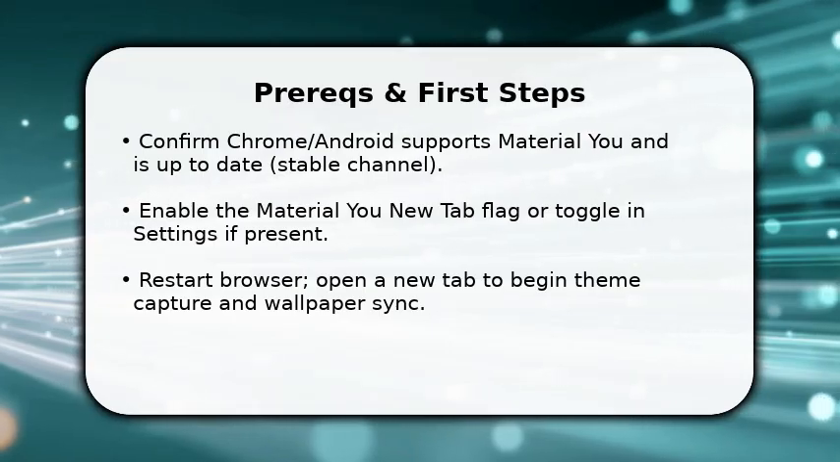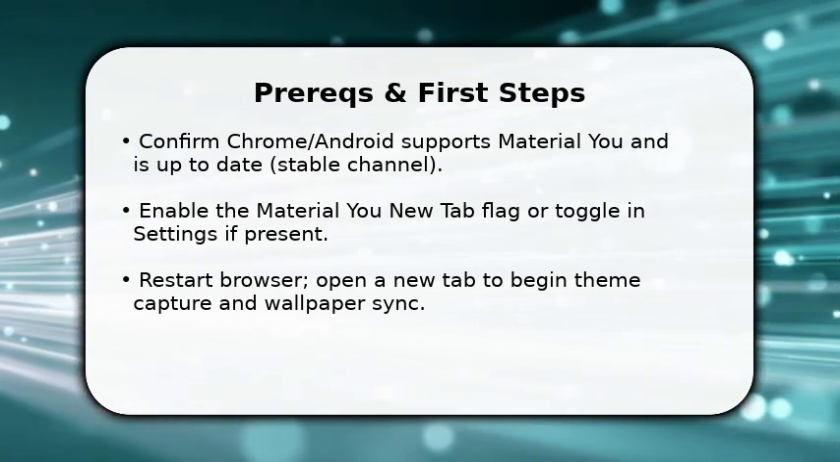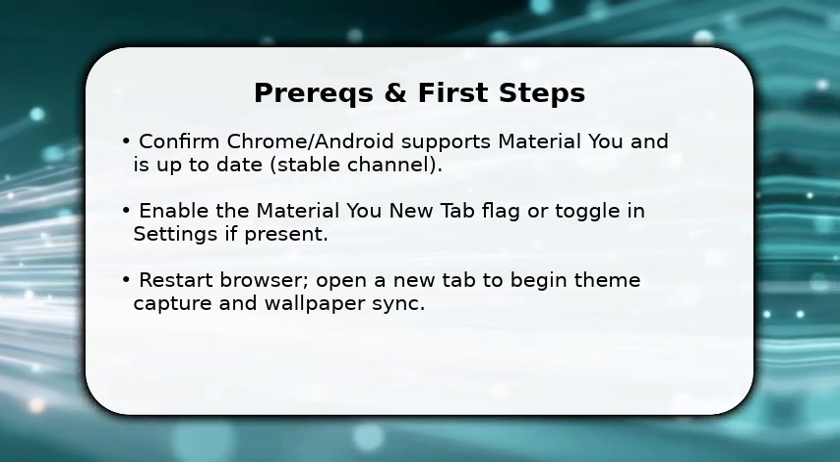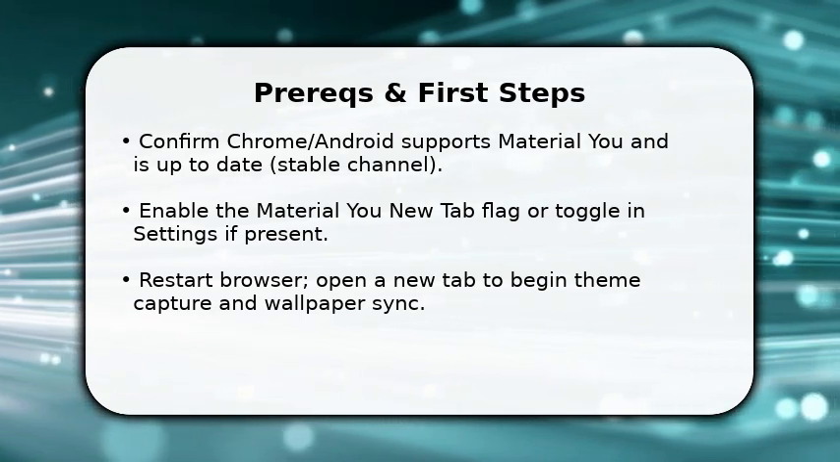You start by making sure your browser and device support Material You. Update to the latest stable build. Once done, open Settings and enable the Material You New Tab flag or theme toggle. This is the gatekeeper that allows dynamic color extraction.